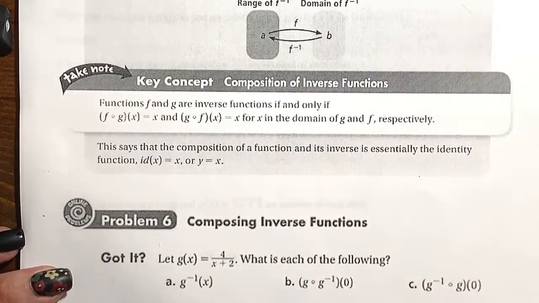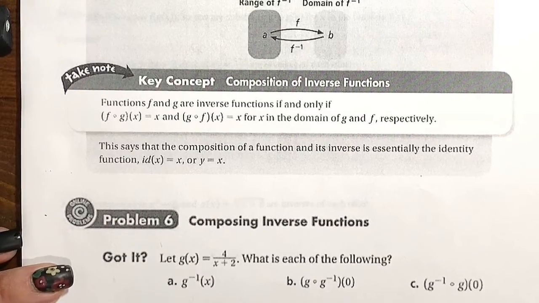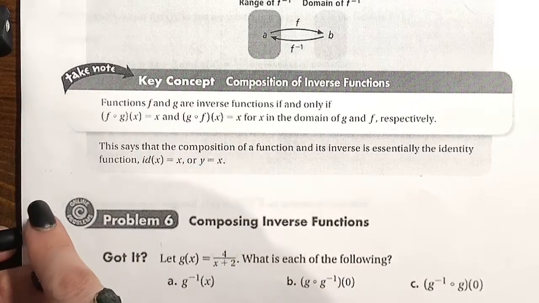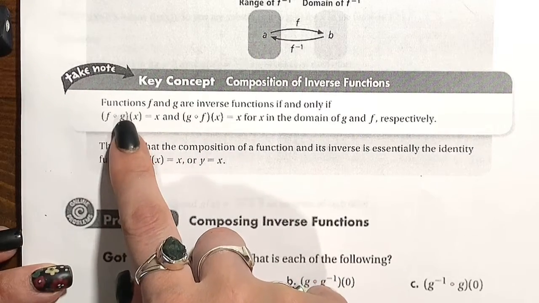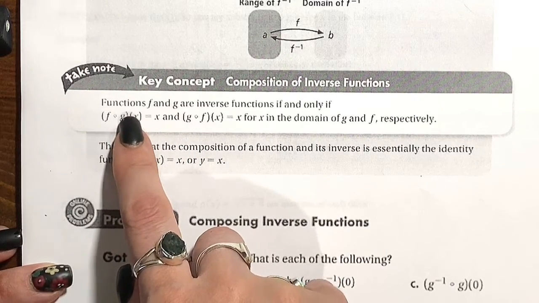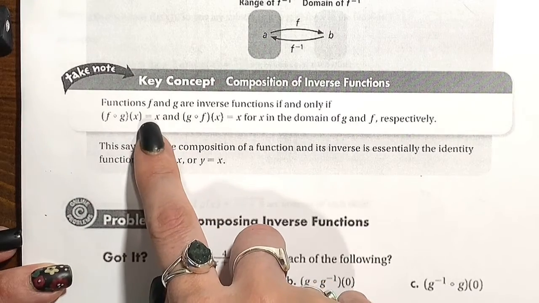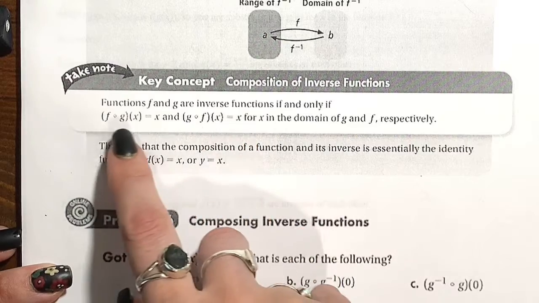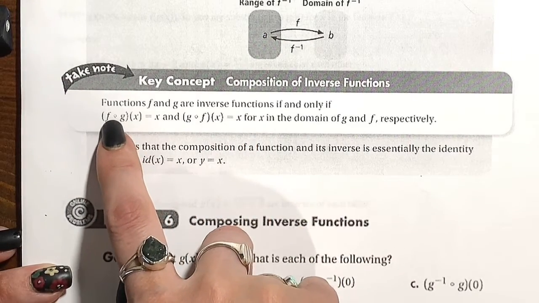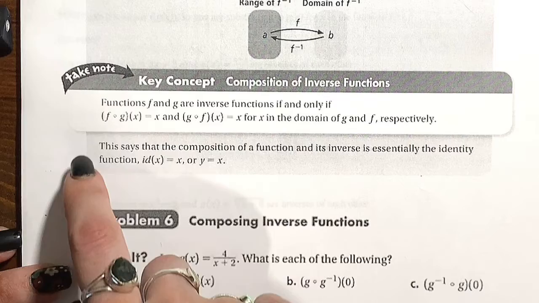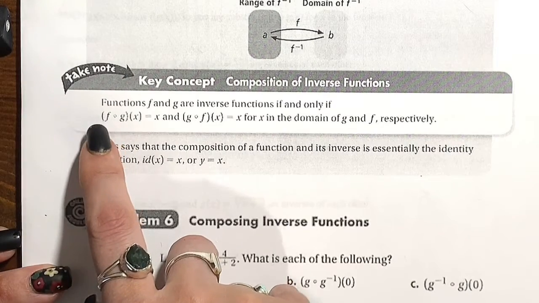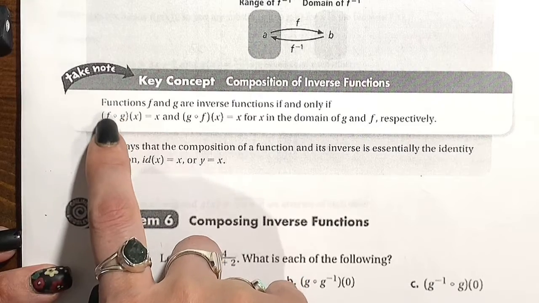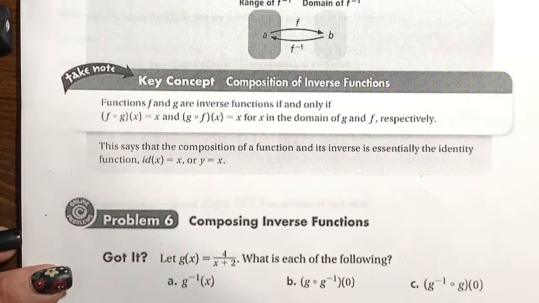We have this cool rule that we can say two functions, f and g, are inverses if you compose them. So if I do f composed with g, and I get x back, and then I do g composed with f, and I also get x back. Remember, the composition notation has that little open circle in it. And when we compose functions, what you're doing is taking the second function and plugging it into the first function in the notation.